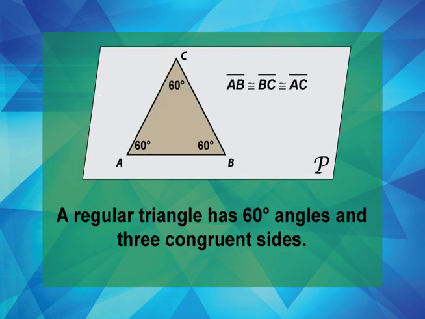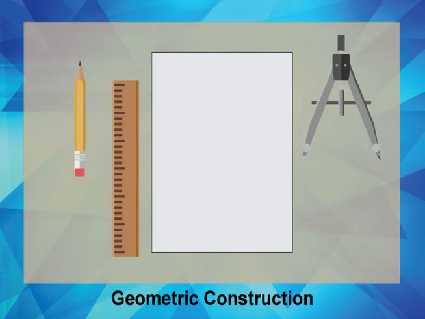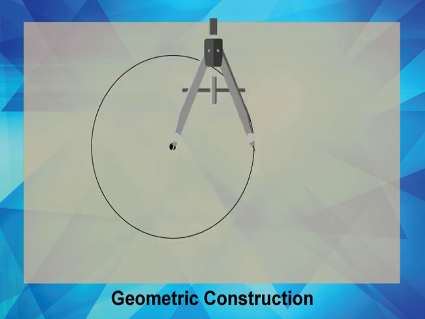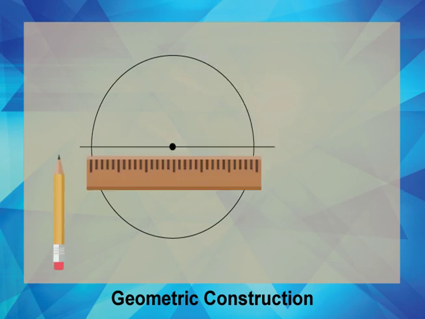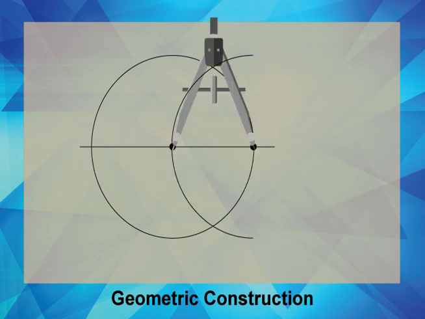A regular triangle has 60-degree angles and 3 congruent sides. This type of triangle is known as equilateral or equiangular. This is how to construct a regular triangle using a compass, ruler, pencil, and paper. Use the compass to sweep out a complete circle. Use the pencil and ruler to draw a line through the center of the circle. Next, sweep out an arc of the same radius as the first circle, using the compass position shown.